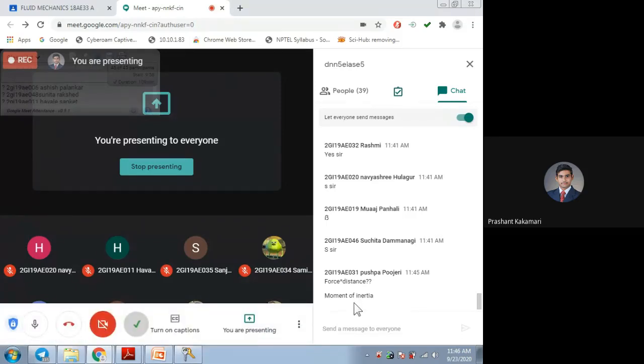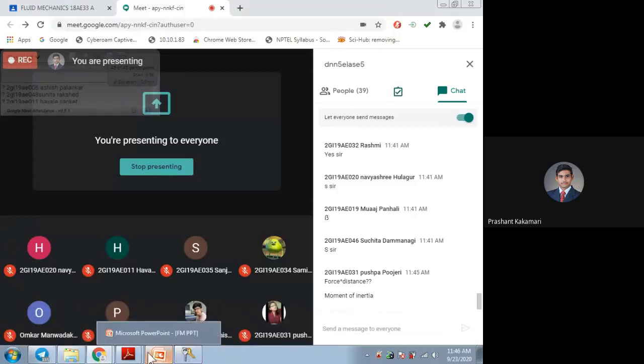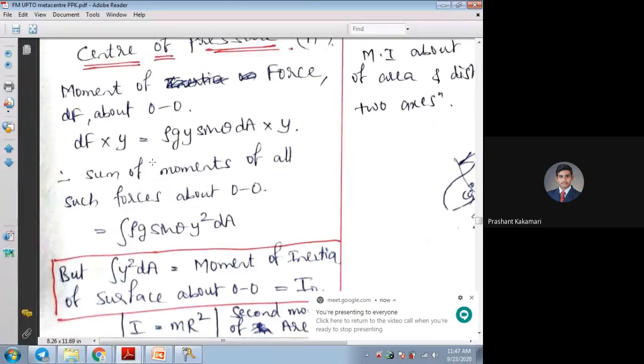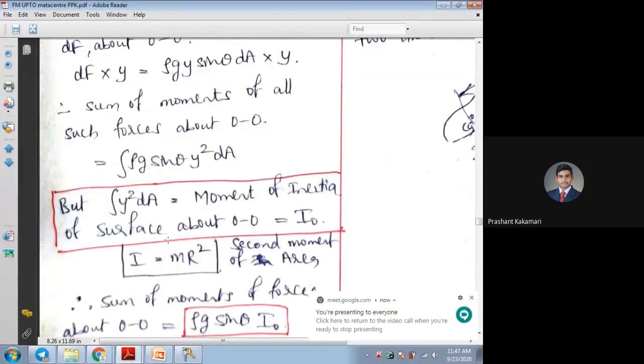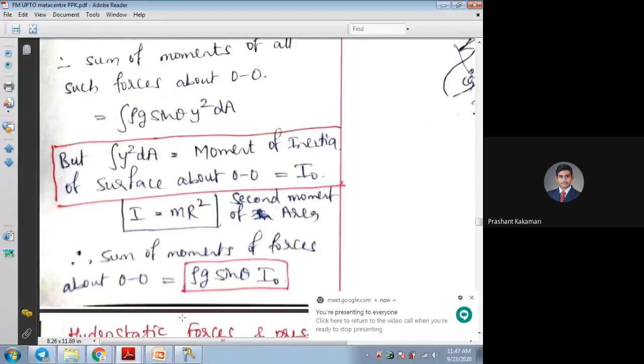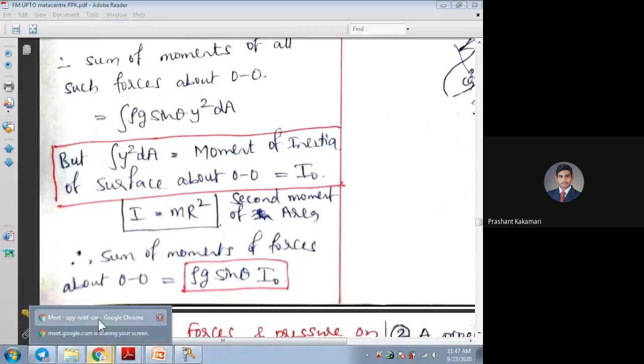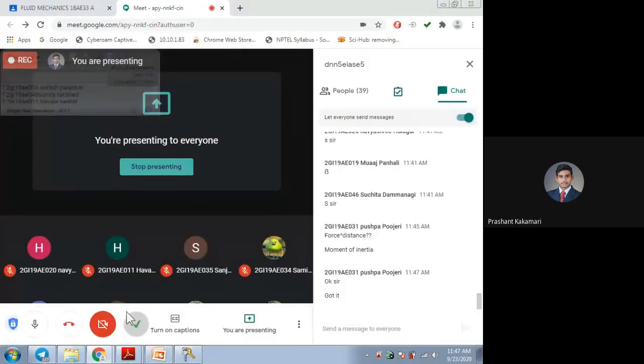Force into distance, moment of inertia. Here, distance square into area. If you take moment of inertia, it is not force into distance. Force into distance is the moment about that force, or the moment with respect to that force. We are taking about point O, that is dF into y. That is not moment of inertia.